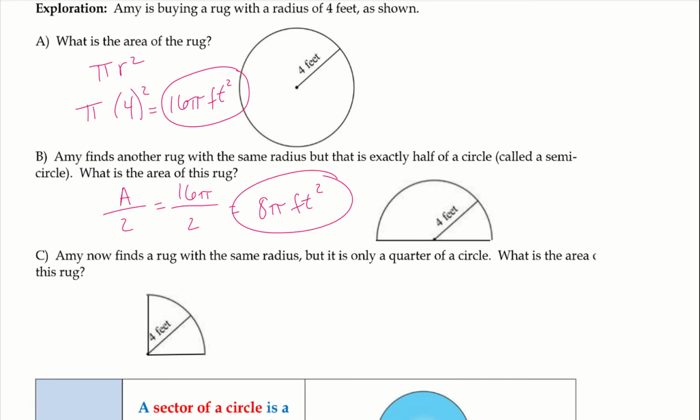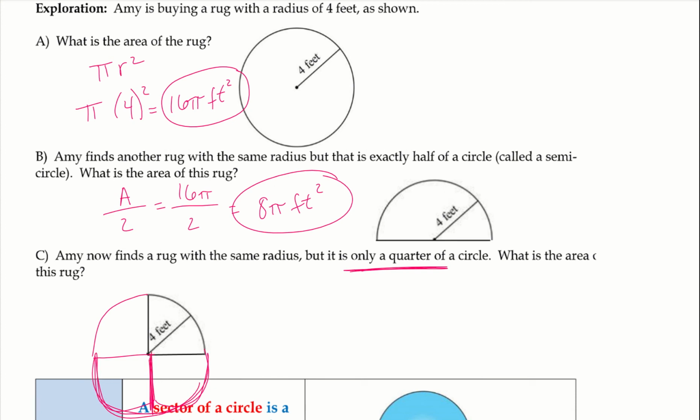And then C, Amy now finds a rug with the same radius, but it is only a quarter of a circle. What is the area of this rug? So once again, we know a quarter. So remember, a quarter, that's 4 pieces. If I were to continue, I would have 1 here, 2 here, and 3 here. Sorry, that's an awful circle. Doesn't even look like a circle. There we go. So we have 4 pieces to this circle.